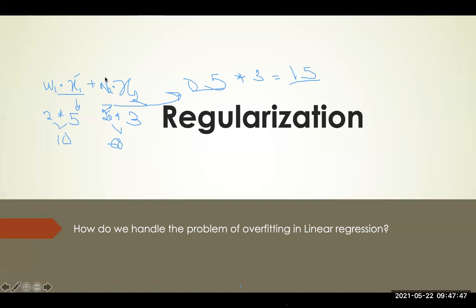It's reducing high impact coefficients or high impact variables. By variable, we are referring to its coefficient. So that way it is going to reduce the complexity of the model, trying to stop the model from being too complex. That's what regularization is doing.